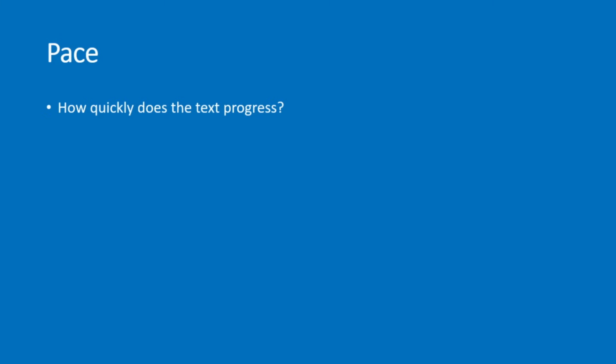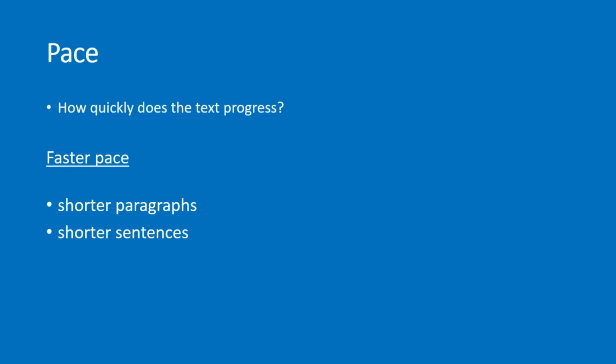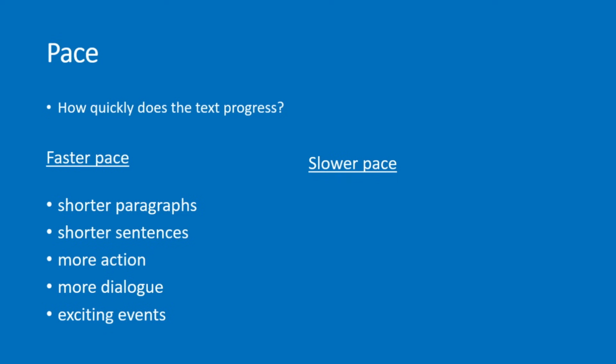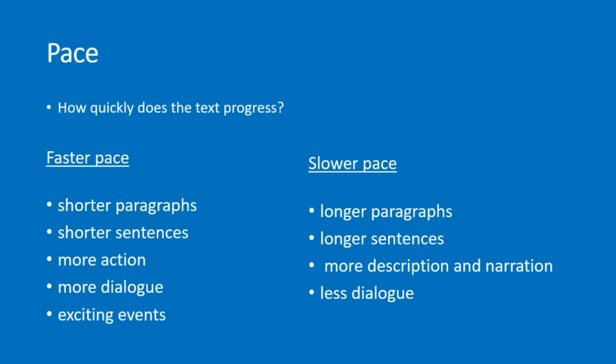So how do authors slow or speed up the pace of a text? Faster-paced texts usually have shorter paragraphs and shorter sentences with more action, dialogue, and exciting events. On the other hand, slow-paced texts feature longer sentences and paragraphs with more narration and description than dialogue. Authors add details and may use flashbacks or foreshadowing to slow down the main action.